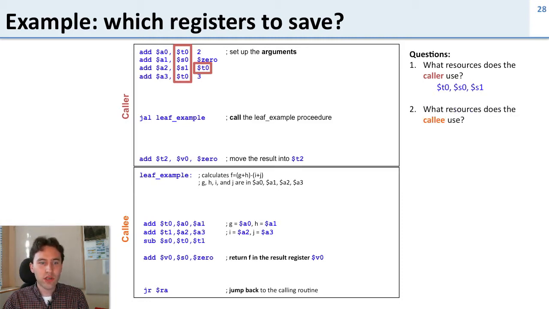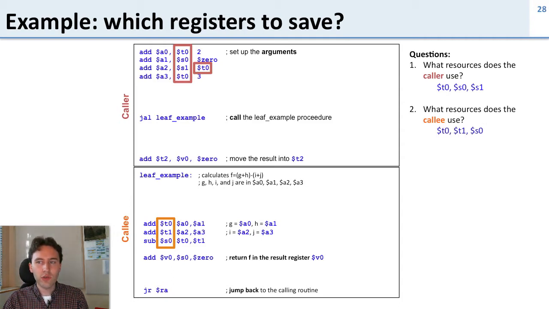Now what resources does the callee use? For the callee, it's a little bit different. We want to look at what registers the callee writes to, because those are the things that are going to mess up the registers in the caller. So in this case, the callee is going to write to T0, T1, and S0.